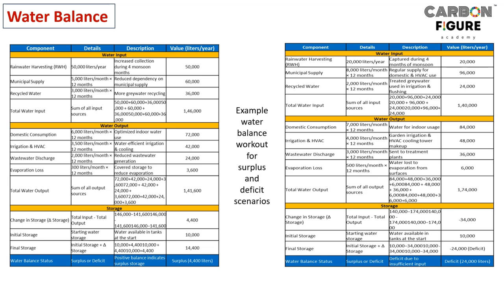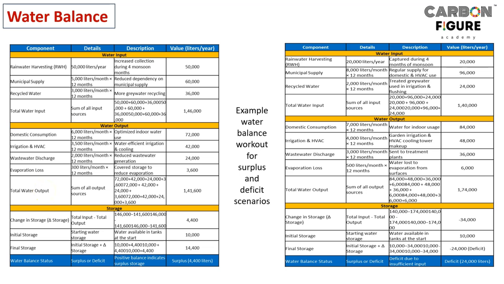Input is 1,46,000, output is 1,41,600. So we have 4,400 liters per year saved. So initial storage is the water available in the tank at the starting point of the calculation period, 10,000 liters, and final storage is initial storage plus the delta value, so 14,400 liters. Which also indicates that you have a surplus in your water balance.